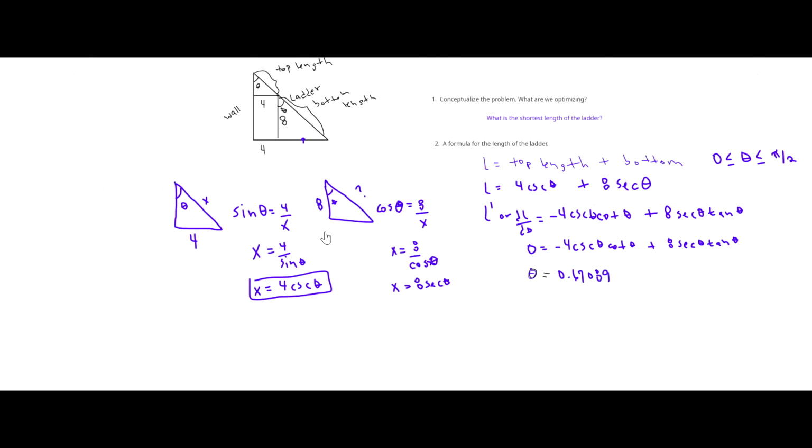Okay, this doesn't really help us. This can help us though. We're getting close, because they want to know again the shortest length, and this is the critical number, the only critical number between 0 and pi over 2. So technically we could do a quick little second derivative, but I think we've suffered enough.